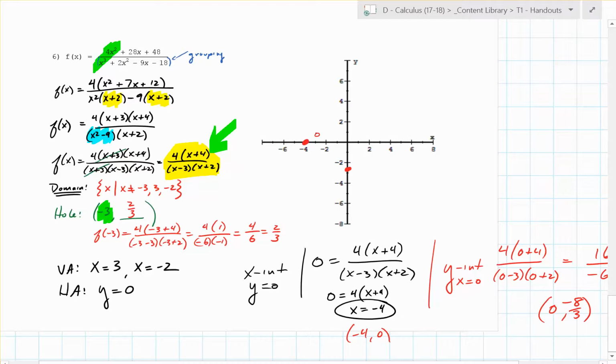Where are vertical asymptotes? We have a vertical asymptote where x equals 3. So we have a vertical asymptote right here. At what? X equals 3. And where's the other one? Negative 2. So we do this, right? And where's our horizontal asymptote? What's that? It's right here.